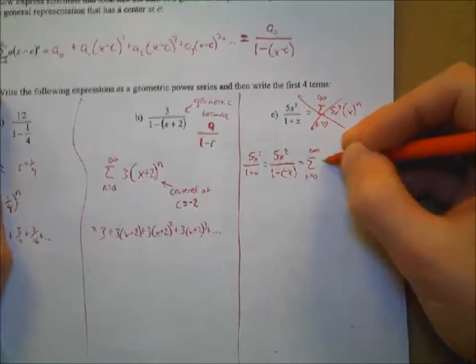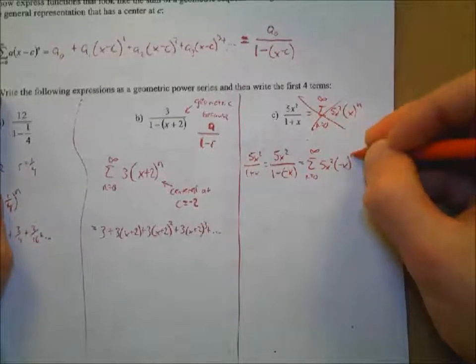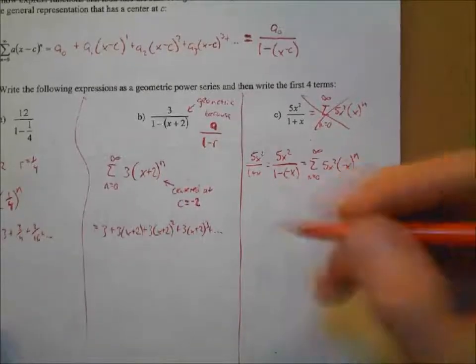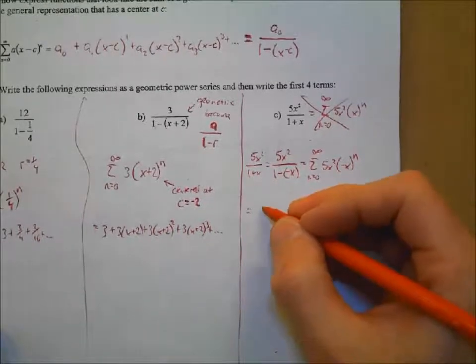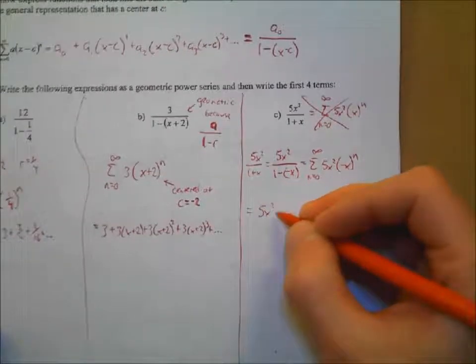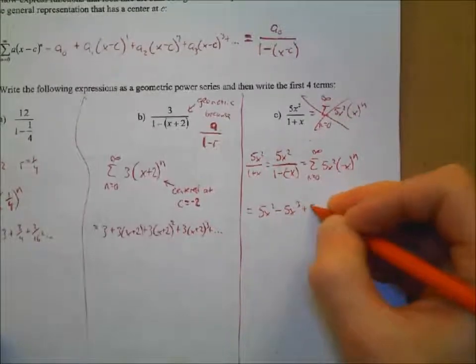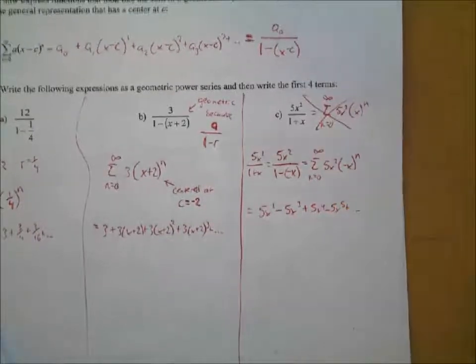And say it is 5x squared, but it's times negative x to the n, like that. And so that's the series, and of course we'll write out the first few terms there. So that's going to be equal to 5x squared minus 5x to the third plus 5x to the fourth minus 5x to the fifth plus dot dot dot. You get the idea.